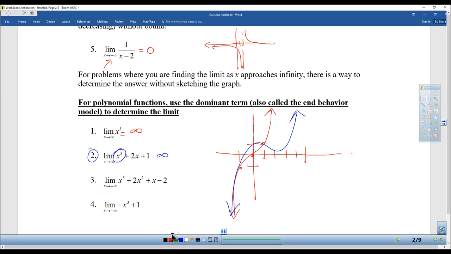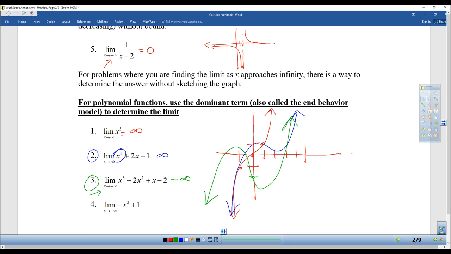For the next one, number 3, again, I don't know what that looks like. I mean, I know that it crosses at -2, but in the end, I know that it's going to go up. But this one, notice, is asking for x goes to -infinity. So as I move in this direction, what is the y value doing? It's going down, so -infinity.